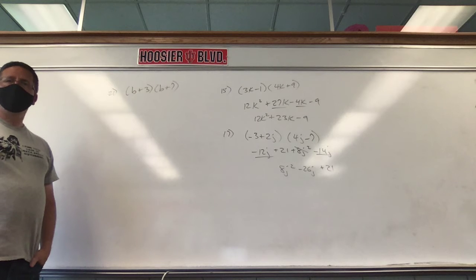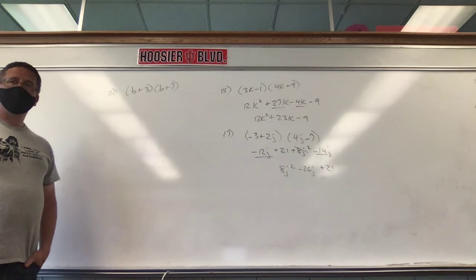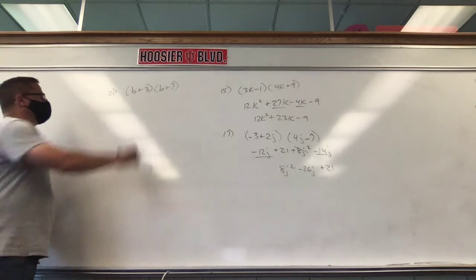B squared. Yeah, B squared. That's fine. As far as I get, B squared plus 10B plus 21. Fantastic. Ross, what are your first terms?